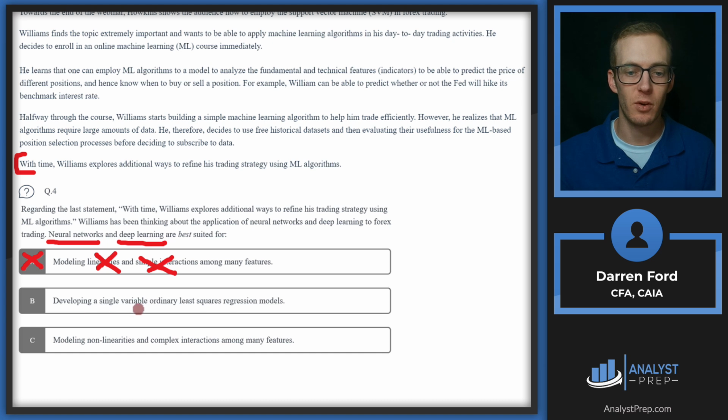B, developing a single variable ordinary least squares regression model. So similar to the first answer, a single variable regression model is going to be pretty simple as well. So I think we can go ahead and rule out B again on the simpleness case. And then C, modeling nonlinearities and complex interactions among many features. This is what we're looking for here. Like we mentioned when we were talking about answer A, these techniques are going to be better suited for complex relationships between different factors. So we will go with C.